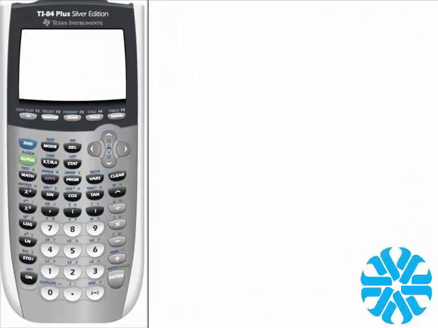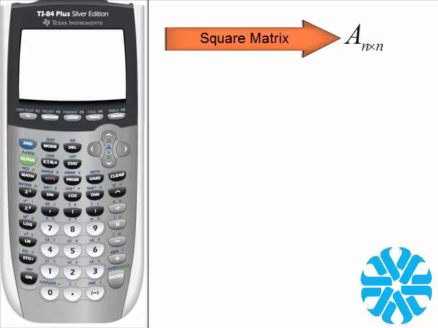This video will illustrate how to use the calculator to compute the determinant of a matrix and the inverse of a matrix. The matrix must be square, that is, the number of rows equals the number of columns when computing the determinant or inverse of a matrix. A 2 by 2 matrix, a 3 by 3 matrix, a 4 by 4 matrix, and so on are examples of the dimensions of a square matrix. A square matrix has dimensions of n by n.